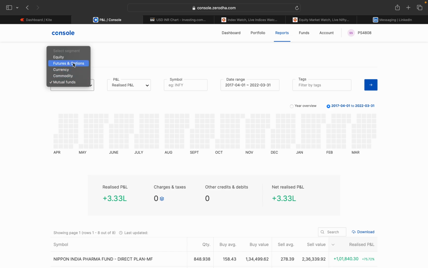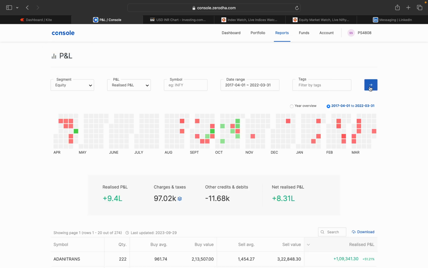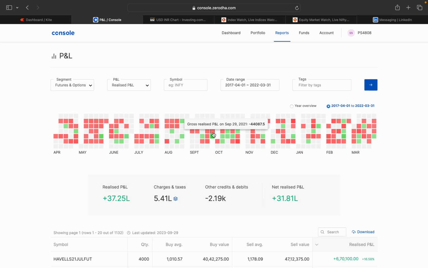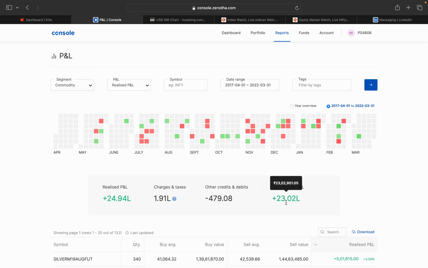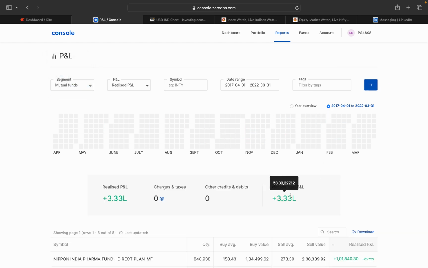So across all segments, be it equity or FNO, it's like 8 plus 32, roughly 40, it's 40.5 now. And commodity is another 23, so this is like 63, 64 lakhs. And then finally with mutual funds, 67 lakhs.